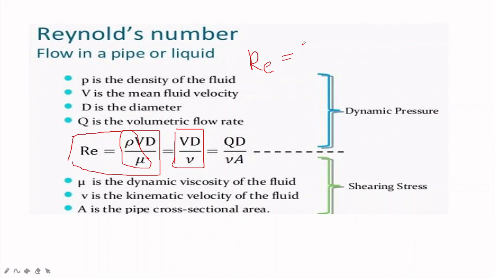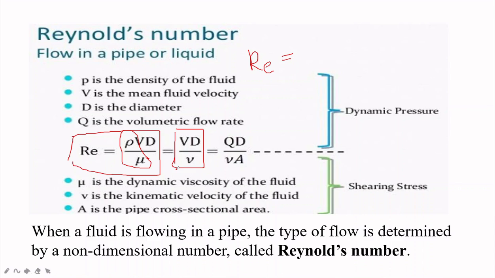What is that number? It is in the coming slides. If it is there, I will tell you, or I will write it now. If the range is between the two numbers, then it may be laminar or it may be turbulent. So to differentiate laminar flow and turbulent flow, Reynolds gave a number, and the Reynolds formula is Vd by nu. V is the velocity, D is the diameter of the pipe, where nu is the kinematic viscosity of the fluid. So what is the Reynolds number? When a fluid is flowing in a pipe, the type of flow is determined by a non-dimensional number. This Reynolds number does not have a dimension.